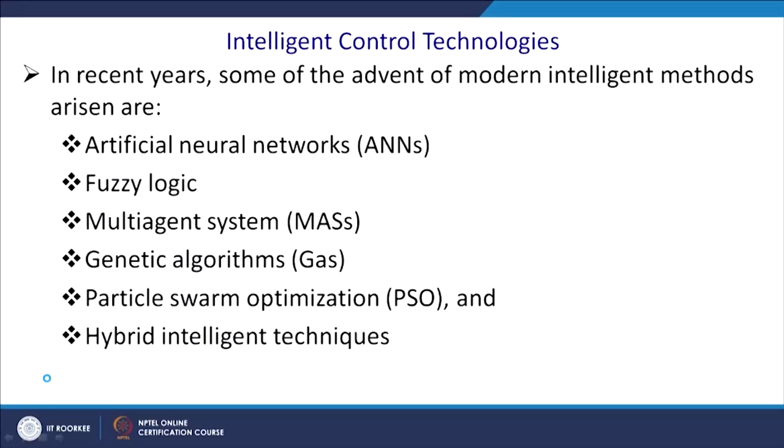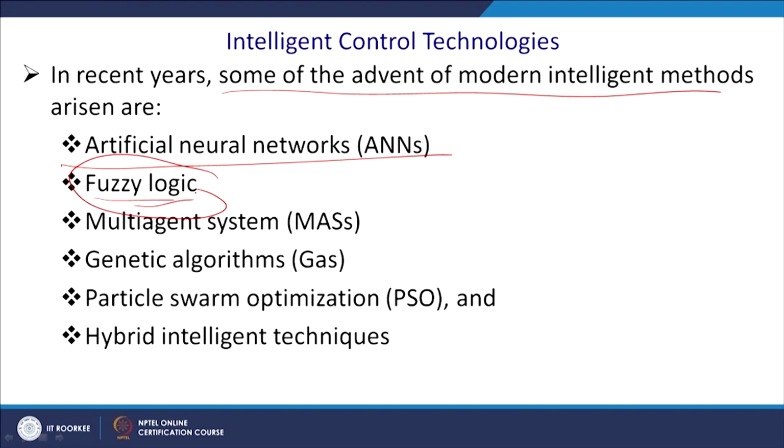In recent years, some of the advancements in modern intelligent control methods are definitely the ANN, which has been evolving since the 70s. Professor Zadeh is an Iranian professor who first came out with fuzzy sets, and that has been extensively used in microgrid applications, the FLC controller, and the multi-agent system, that is MAS. That is also used for multi optimization techniques.